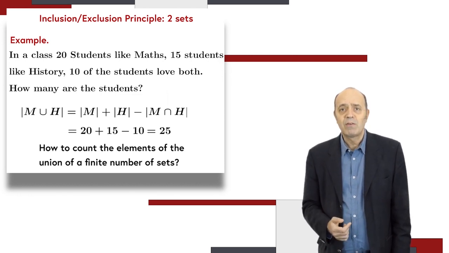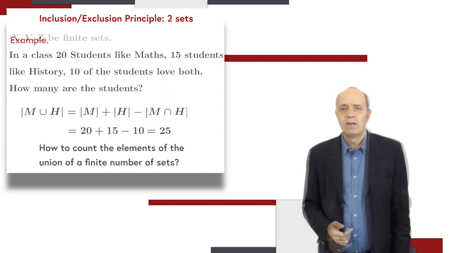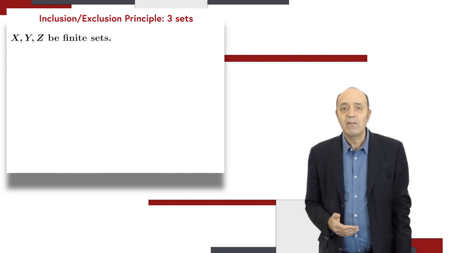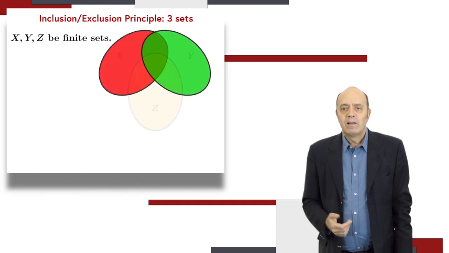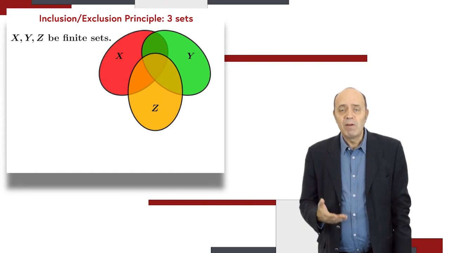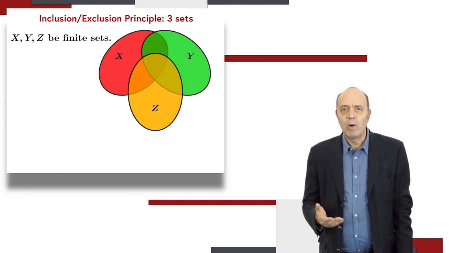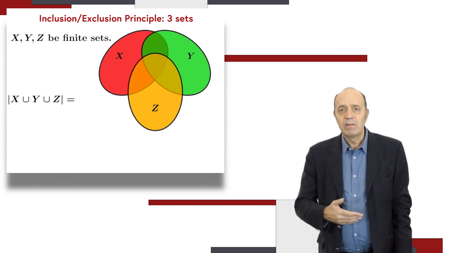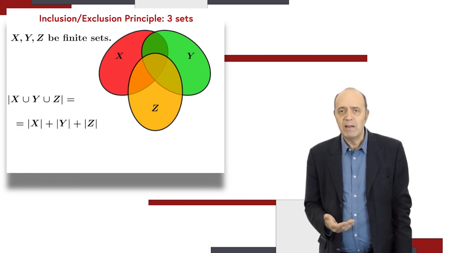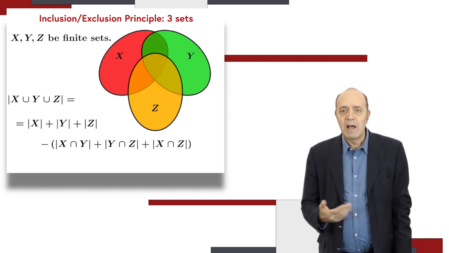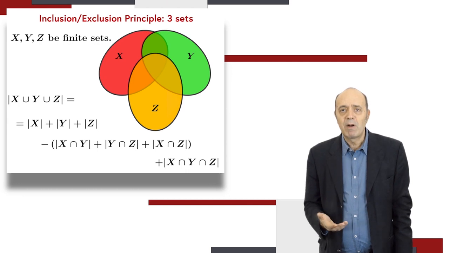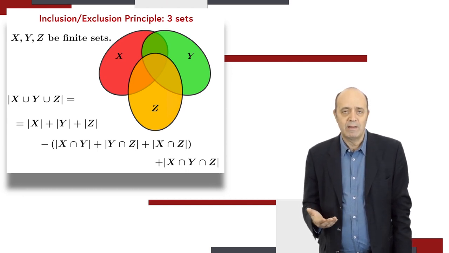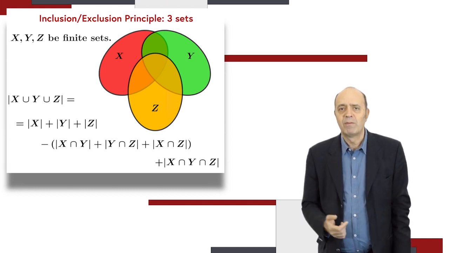Well, let us consider the case of 3 sets. Let us consider 3 finite sets, X, Y, and Z. Then it turns out that the number of elements of the union of X with Y with Z equals the sum of the elements of the sets minus the number of elements of the 2 by 2 intersections plus the number of elements of the intersection of the 3 sets. Let us give a look on how the proof works.